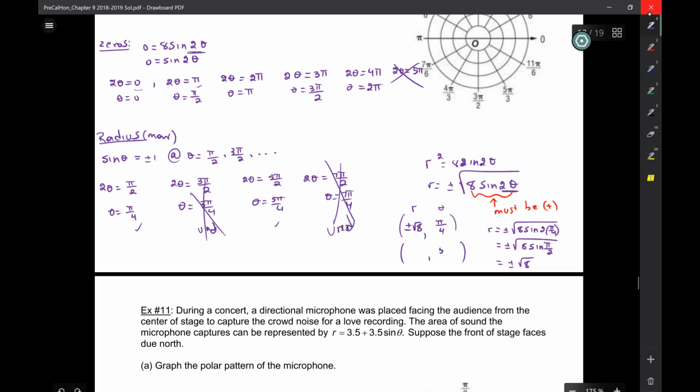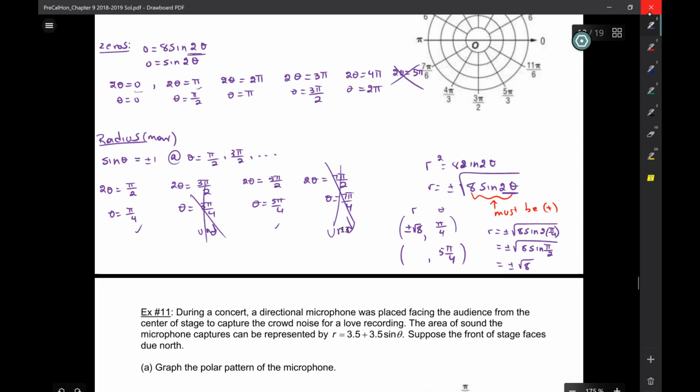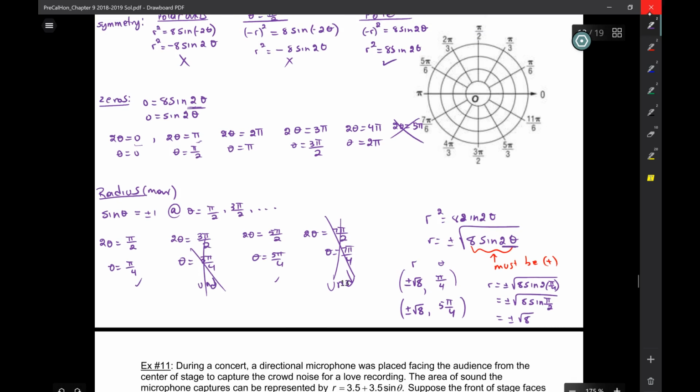How about when theta is 5 pi over 4? How much is r? It has to be the same thing because you can't have different radii for different values. So at pi over 4, it's plus or minus root 8.